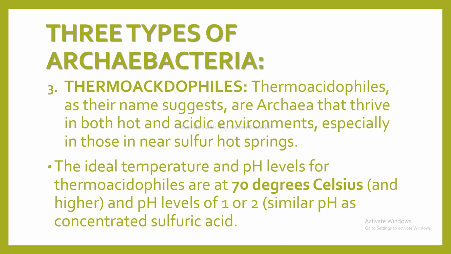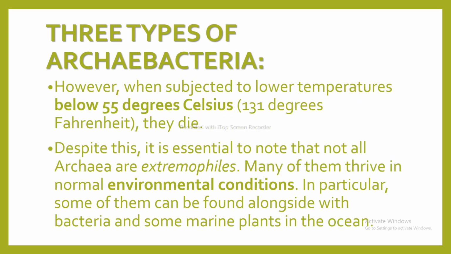So the third type is the thermoacidophiles. Thermoacidophiles, as their name suggests, are archaea that thrive in both hot and acidic environments, especially those near sulfur hot springs. The ideal temperature and pH levels for the thermoacidophiles are 70 degrees Celsius and higher, and pH levels of 1 or 2, similar to the pH of concentrated sulfuric acid.